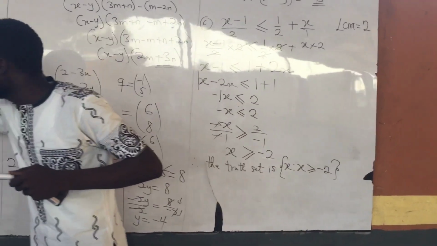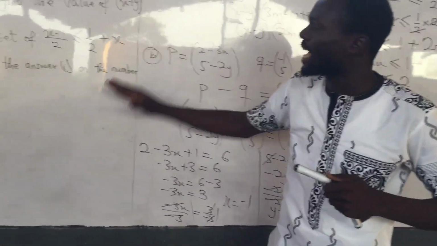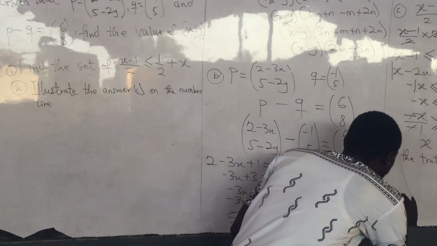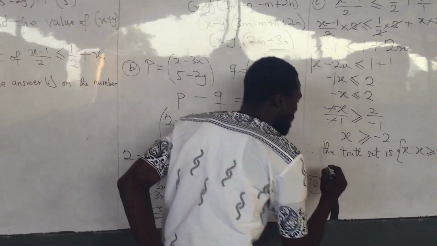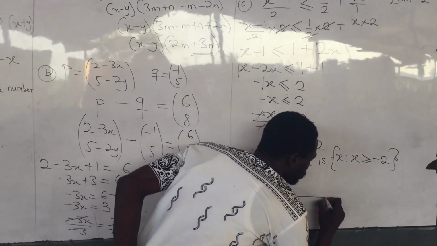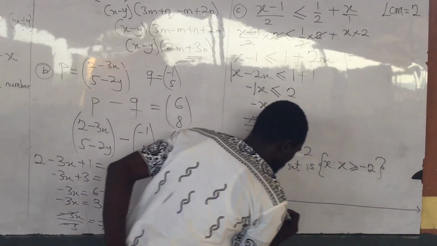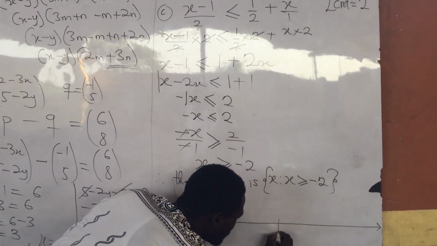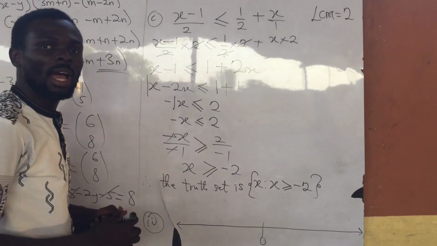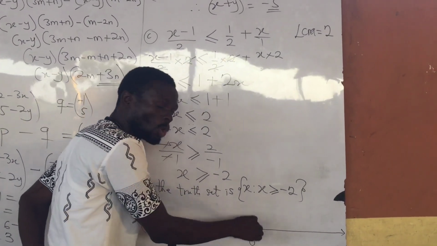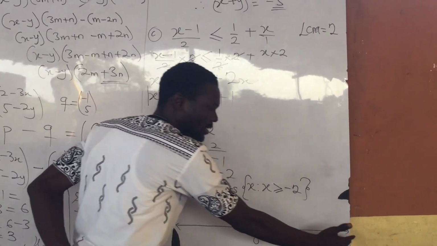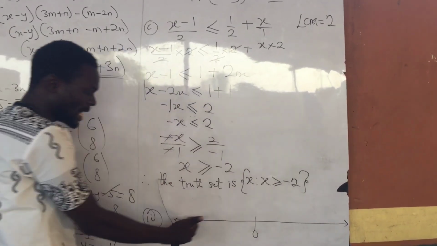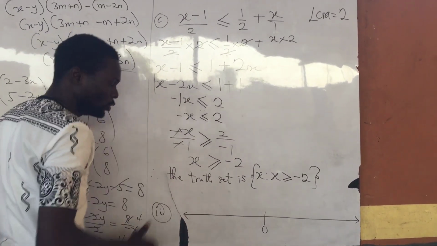Then the next part: illustrate the answer on the number line. So for me to do this, what do I need? I need my number line. So first of all, draw your number line, any length. At the middle of the number line, we know that we have our origin O. Now, from O, all the numbers on your right are positive, and all the numbers on the left of O are negative.